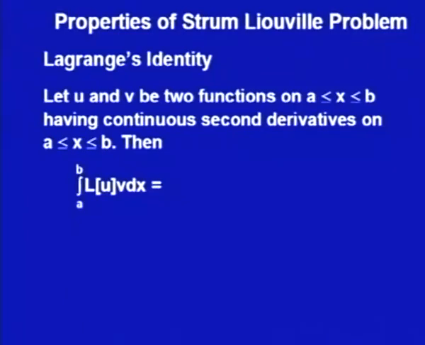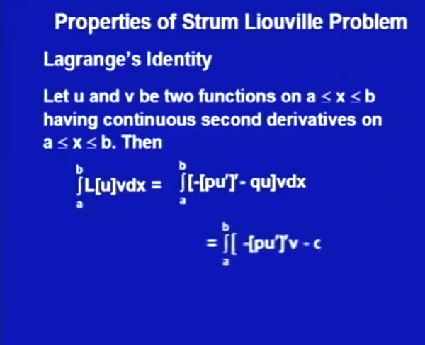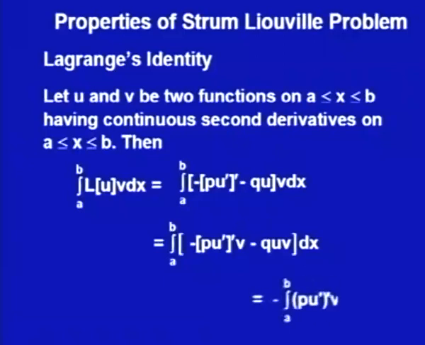Now, since L is an operator which is operated on u, just by the definition of that operator we can write it as the integral from a to b of minus (p u')' minus q u, times v dx. Now, rewrite it as minus (p u')' v minus q u v dx. Now, separating both the integrals we get minus the integral from a to b of the derivative of p u' into v integrated with respect to x, minus the integral of q u v with respect to x on the limits a to b.